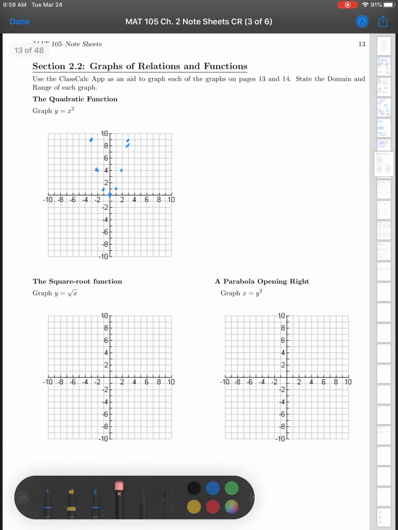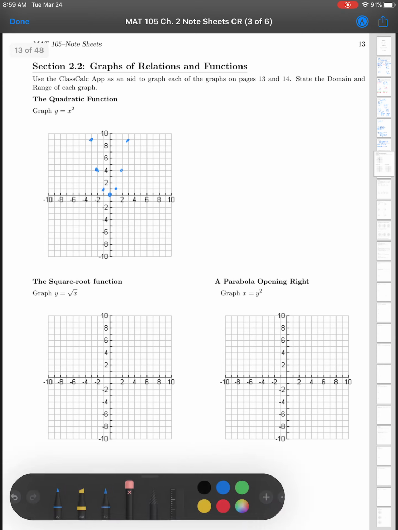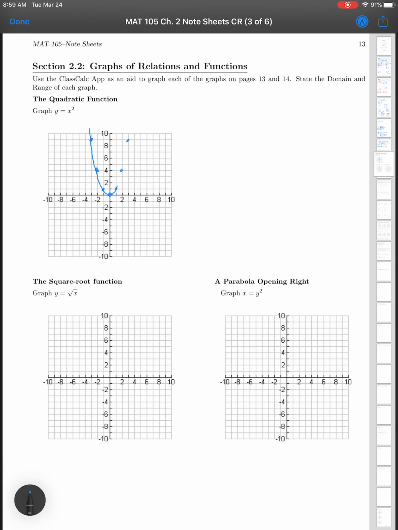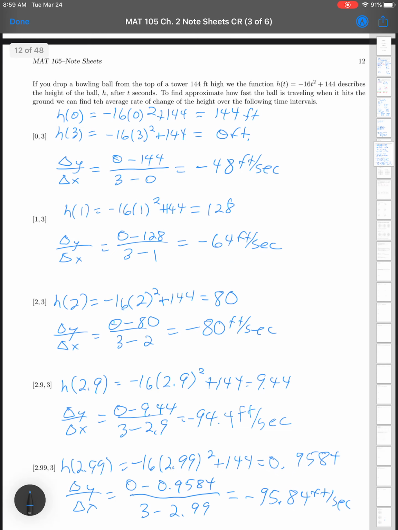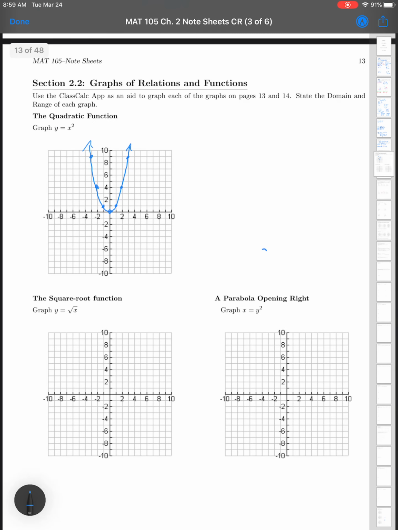Sorry, a couple of those points I put in the wrong place. So there we go. And so we get a parabola that looks like this. So as we can see, based on what we talked about in the previous section, the domain of this function would be everything, because the left-hand arrow goes to the left forever, the right-hand arrow goes to the right forever, so the domain here is negative infinity to infinity.